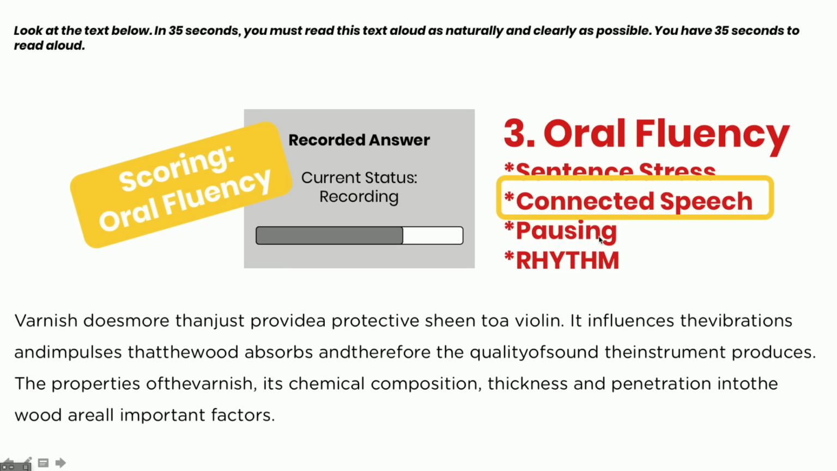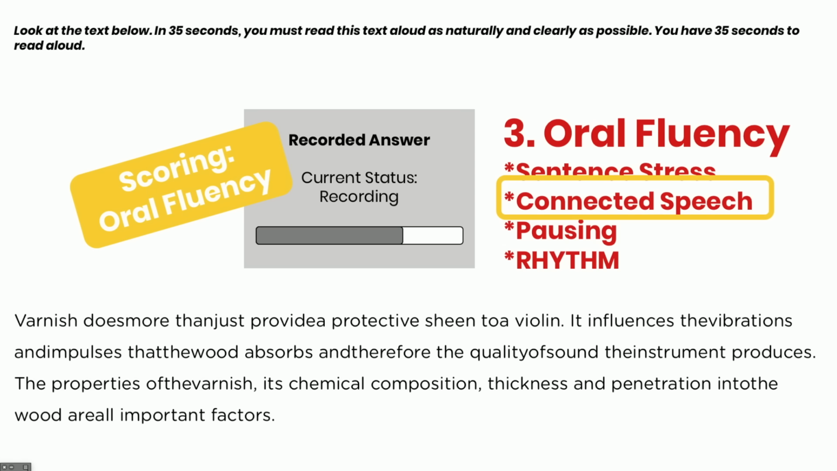So let's talk now about connected speech. There's this weird phenomenon that happens when we're naturally speaking or reading something, and that is that we do not speak like robots. When we speak, we do not put spaces between each word. What we do instead is connect our speech up. Some words connect together into little chunks of language. So let's take a look at this.